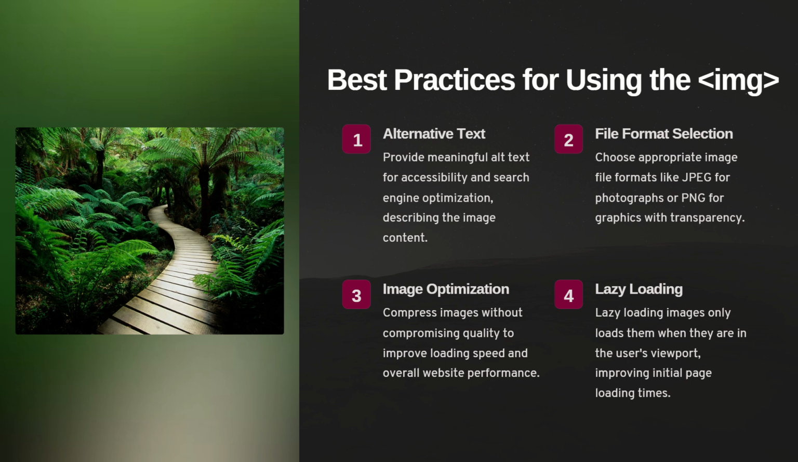So, best practices for using the IMG tag. When using the IMG tag, there are several best practices to follow. First, always provide meaningful alternative text, or alt, for accessibility and SEO. Next, choose appropriate file formats: JPEG for photos, and PNG for images with transparency. Compressing your images without losing quality can significantly improve loading speeds. And finally, consider using lazy loading to ensure that images load only when they are visible in the user's viewport, reducing initial page load times.